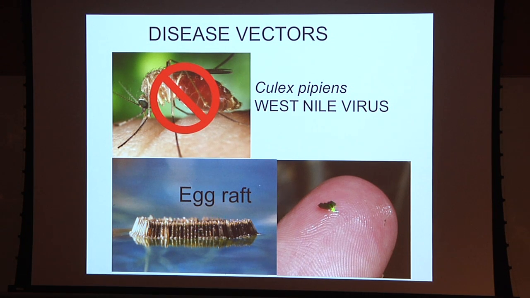It's tiny. So no one can tell what that is. You can say it's a mosquito egg raft, but we don't know what species it is. And this is the stage, if you're going to do spraying, that you'd like to spray. And if it's not the target species, then you don't need to spray.